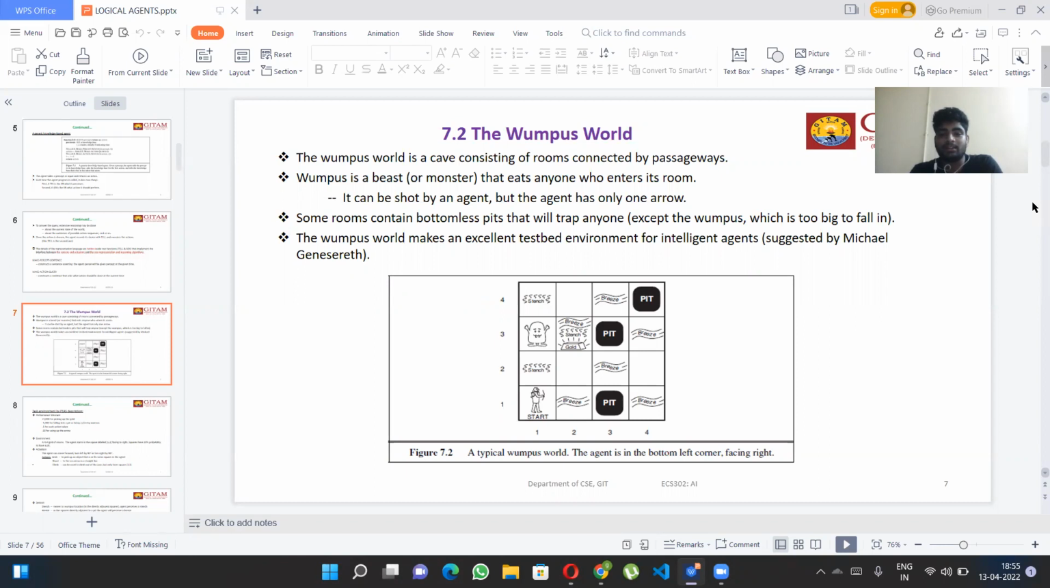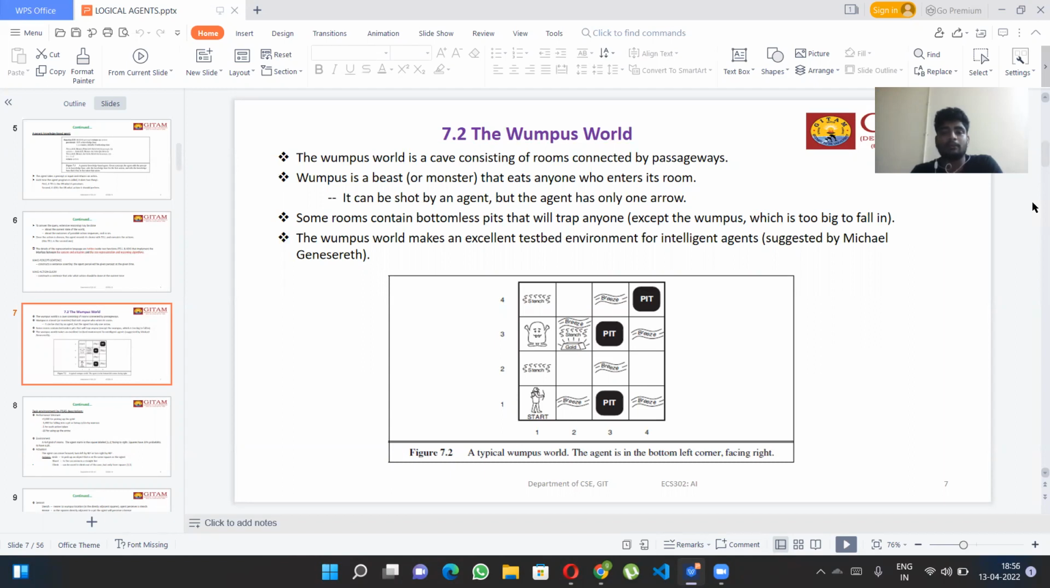You can see the diagram in figure 7.2. We have some rooms. The rooms contain some bottomless pits. The bottomless pit will trap anyone except the Wumpus, because the Wumpus is too big to fall in. Because of the size of the Wumpus, it is very big.